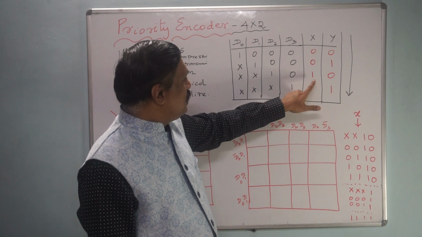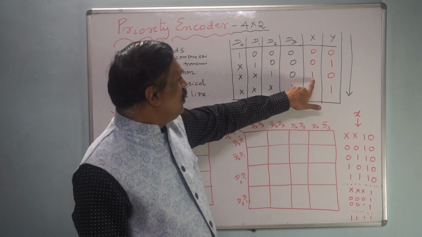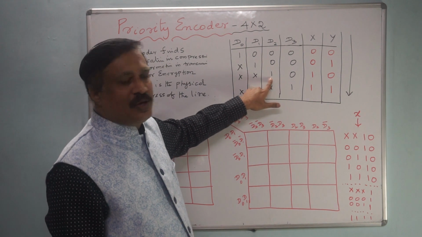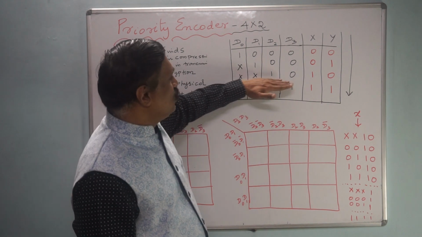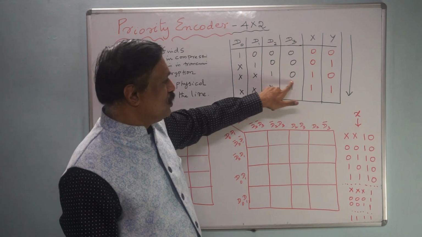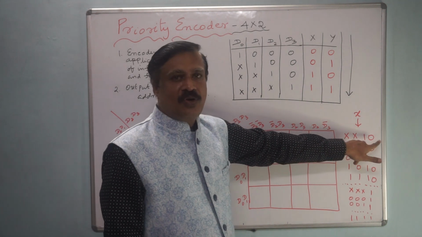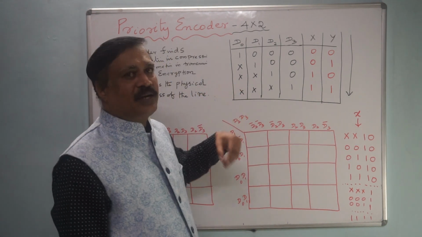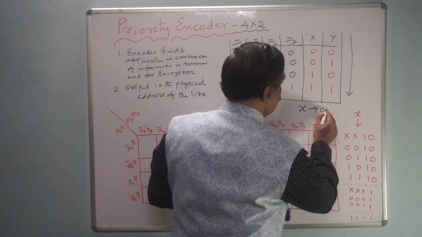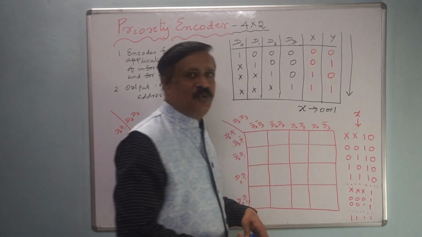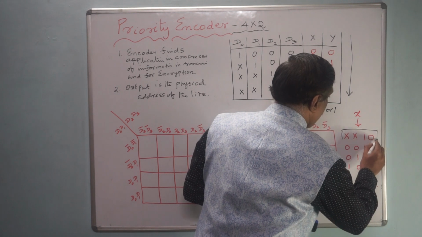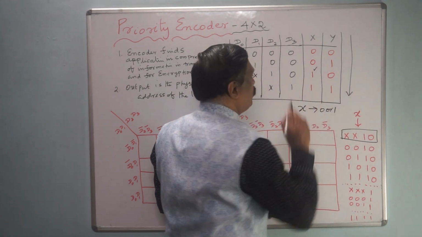Now here, say this is 1. For this, D2 is high. You have to write the min term for this. Just write XX10. As I told you, X can take 0 or 1 value. This is the min term for this value.